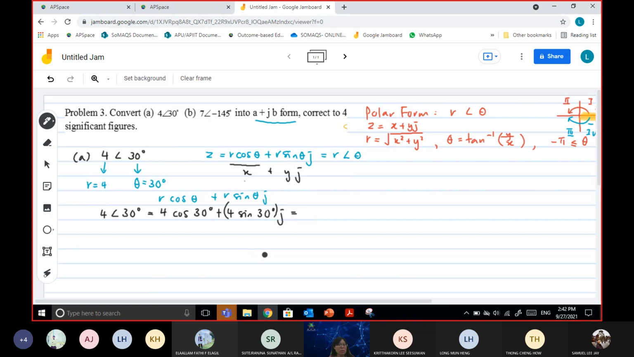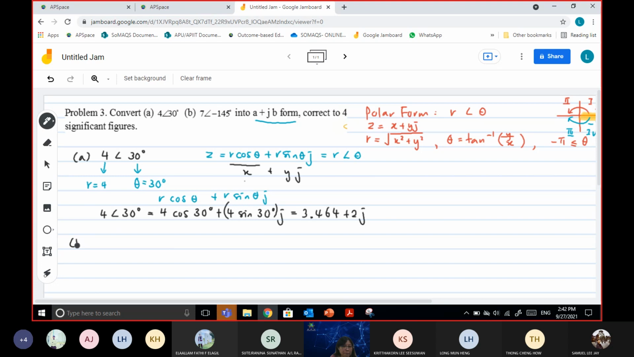Let's calculate 4 cos 30. What is cos 30? It is 0.866 something, times 4, so you get 3.464. Next, sine 30 times 4, which is 2j. So that's how you write the answer in Cartesian form, a plus jb. Clear, right? Remember the significant figures.